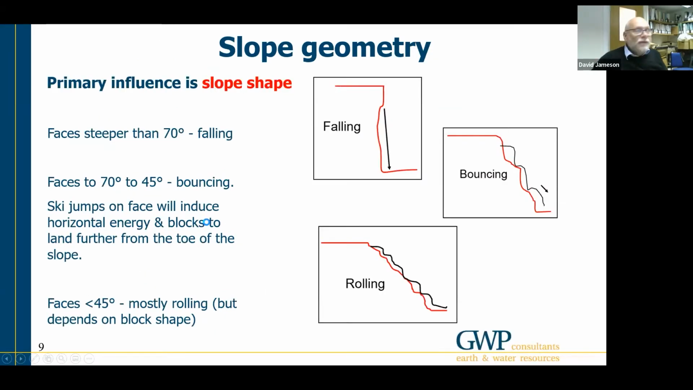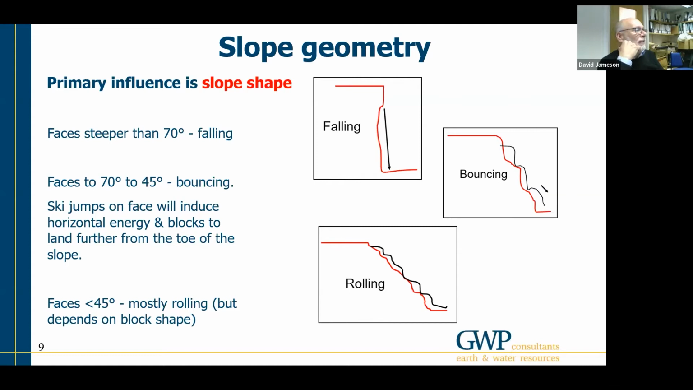So the primary influence on trajectory is to do with rock slope shape. You can see that for faces steeper than about 70 degrees, blocks falling on that face will generally fall straight downwards, won't catch on any ledges or projections on the slope, and will fall quite close to the toe of the slope.